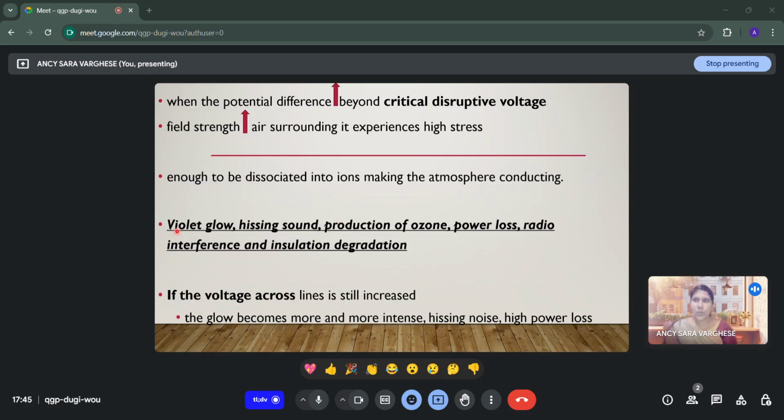Corona is associated with a violet glow, hissing sound, ozone production, and also some negative effects: power loss, radio interference and insulation degradation. If the applied voltage is more, we can see more glow and more noise.